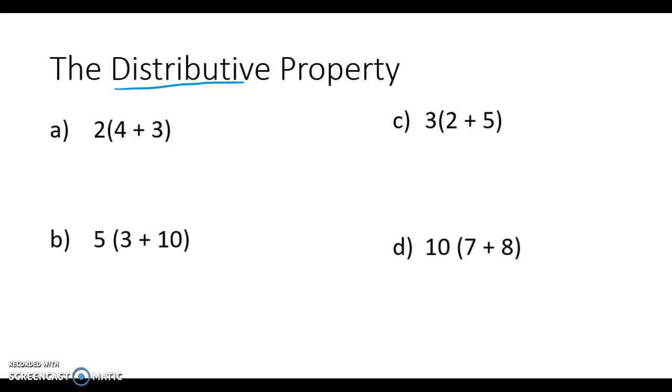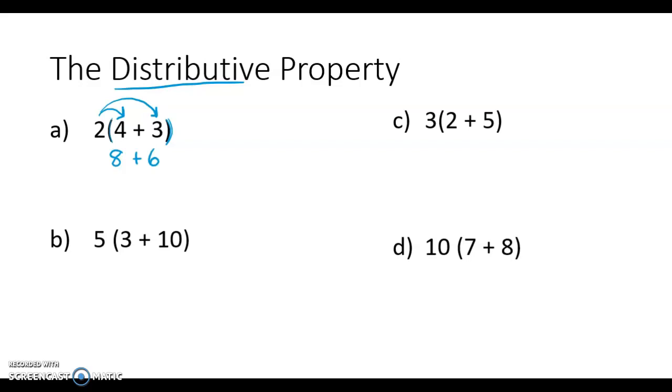To apply the distributive property to these expressions, we simply multiply, or we hand out the 2 to each digit in the parentheses. In math, parentheses means multiply. So this is how we would apply the distributive property to these. We would do 2 times 4 is 8, plus 2 times 3 is 6. And just leave it alone. Don't add that 8 plus 6.